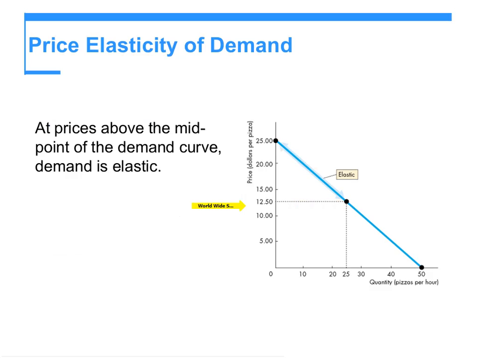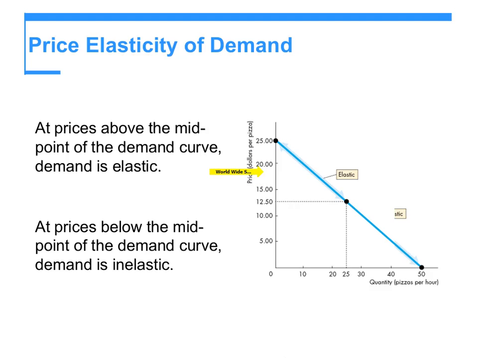$12.50 and you get 25 pizzas sold. On top of that, at any price above the midpoint, we say the demand curve is elastic. If there is a change in the price, the quantity is going to change significantly. And at prices below the midpoint of the demand curve, demand is inelastic.